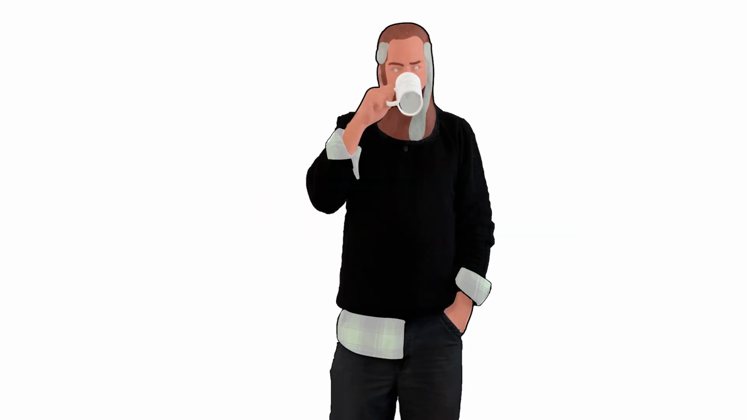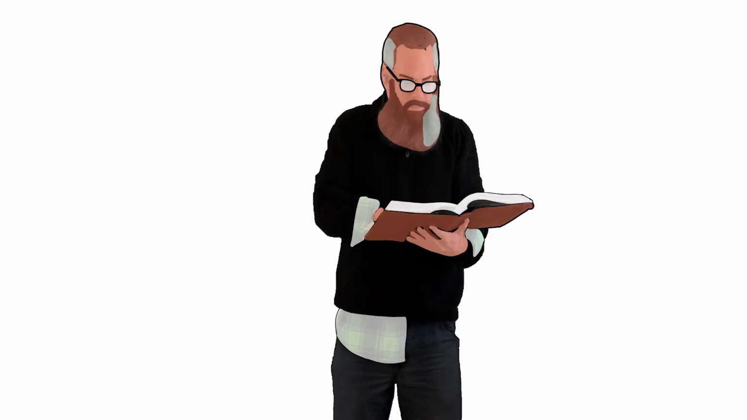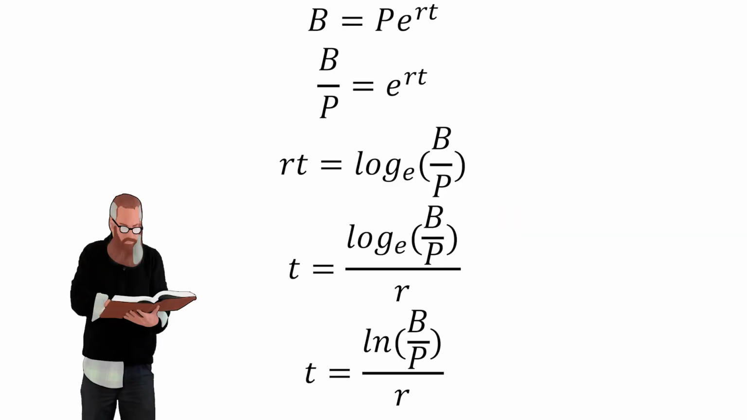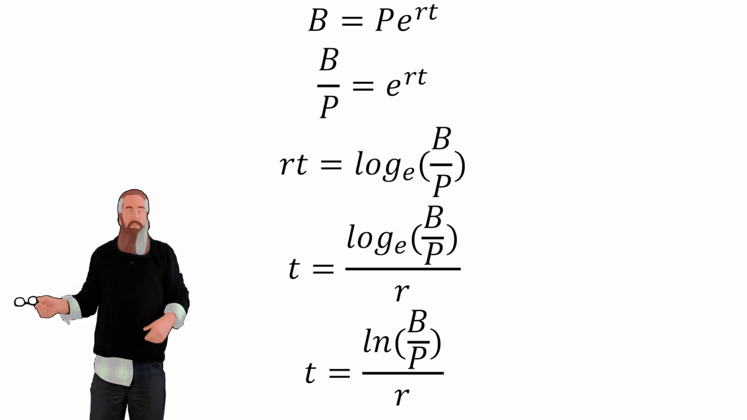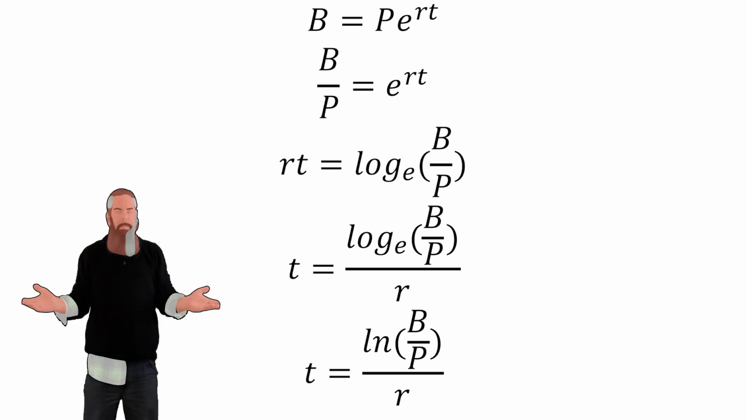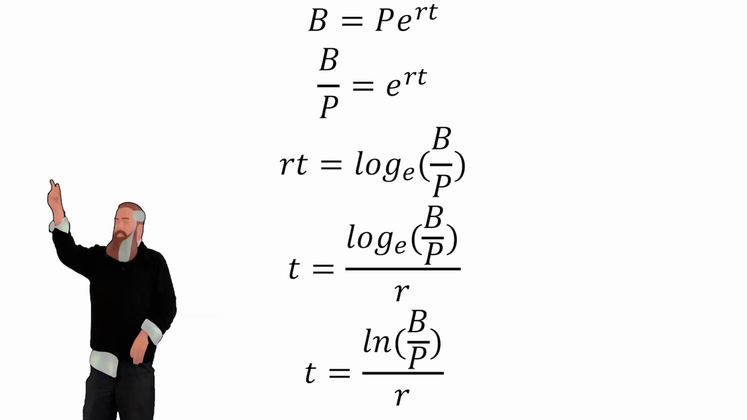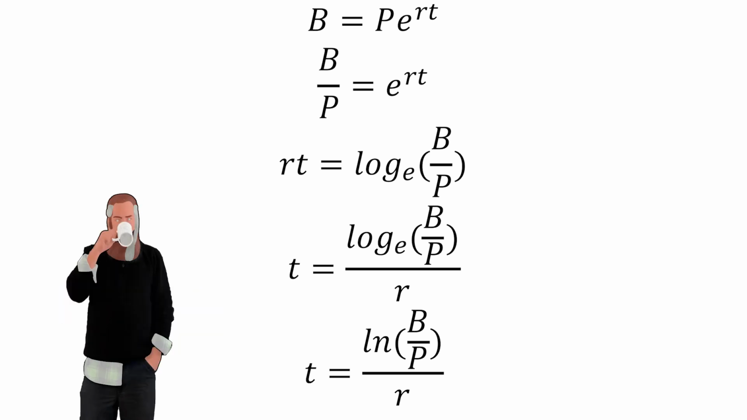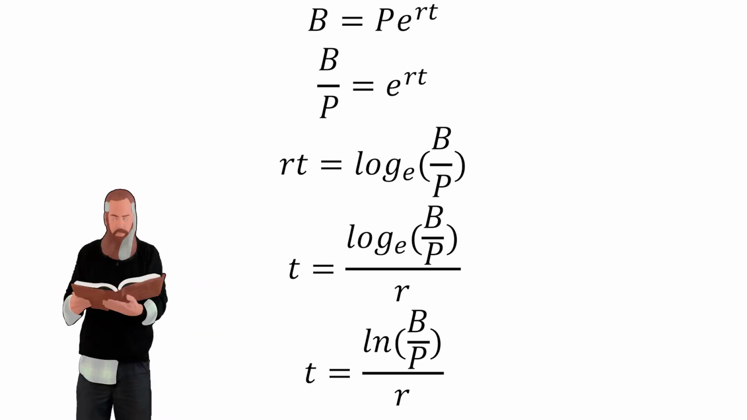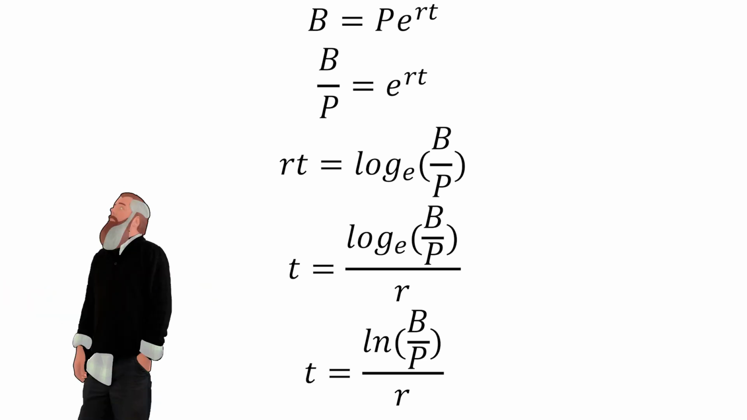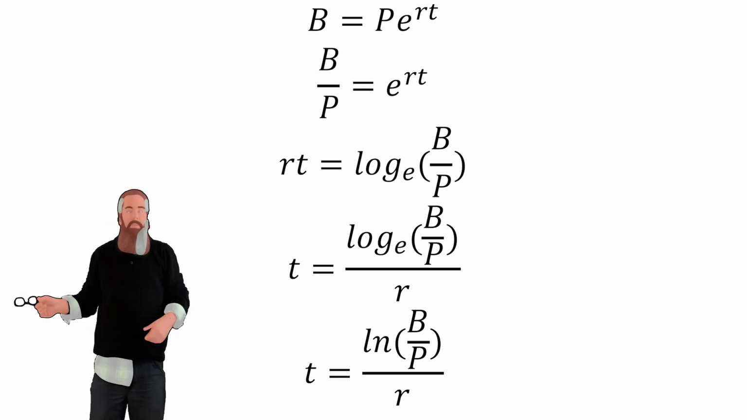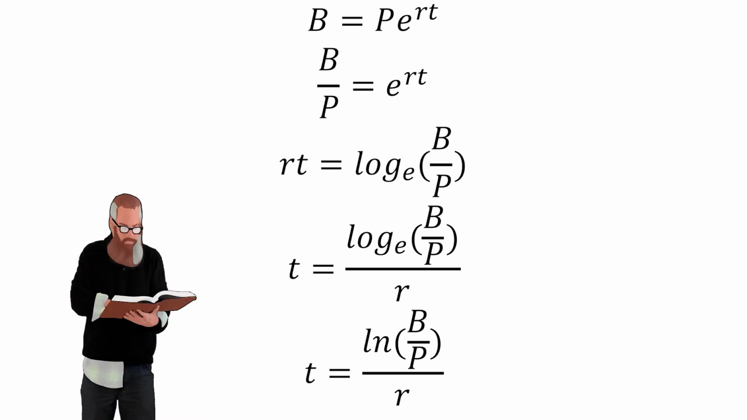Using a natural log, the continuous compounding formula can be solved for maturity t as follows. B is equal to P times e to the rt, which gives B divided by P is equal to e to the rt, which means rt is equal to log base e of B over P, or that t is equal to log base e of B over P divided by r. Expressing this as a natural log, t is equal to ln of B over P, all over r.